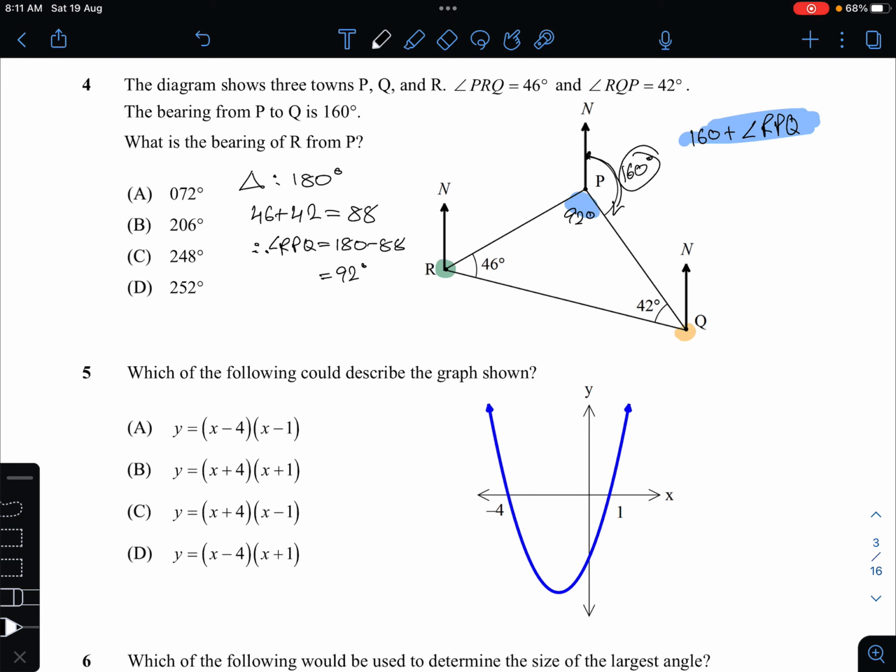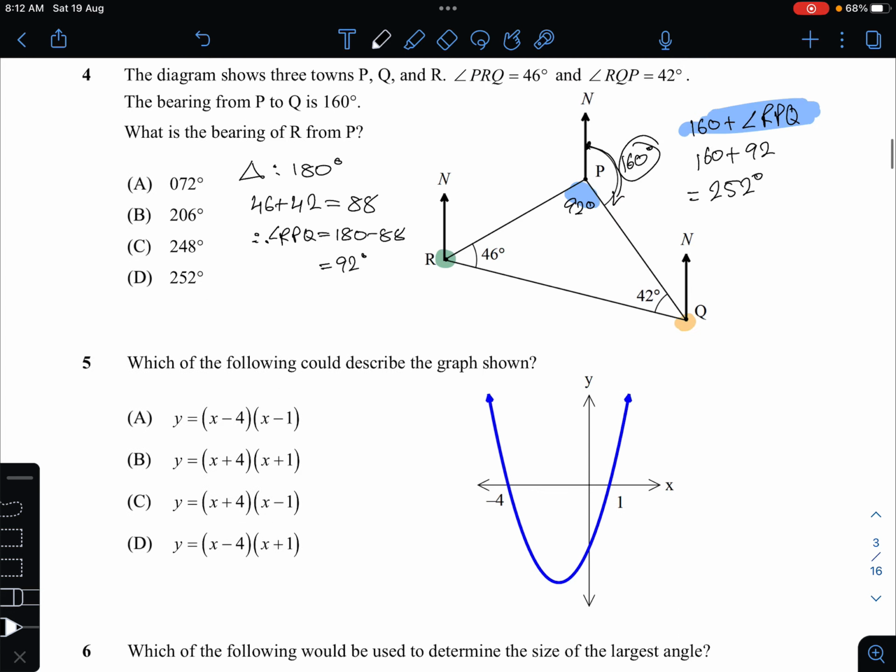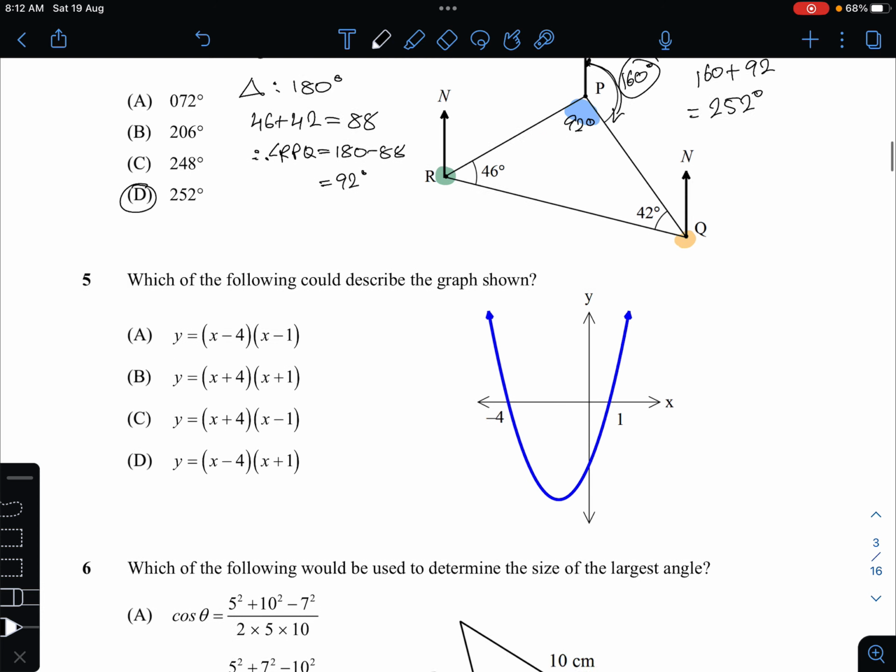And then we plug it back up here. Sorry, I know I'm a bit all over the place. We have 160 plus 92, and that is equivalent to 252 degrees. Okay, next question. Oh, sorry. And therefore it's D.